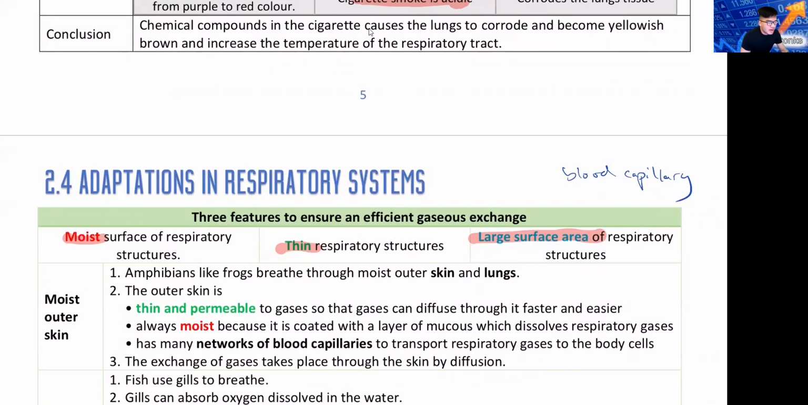So if you still remember our human structure, we absorb oxygen, and the hemoglobin will carry the oxygen to our body cells. So insects, they don't work the same way.